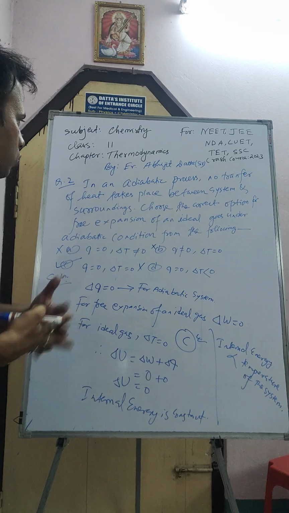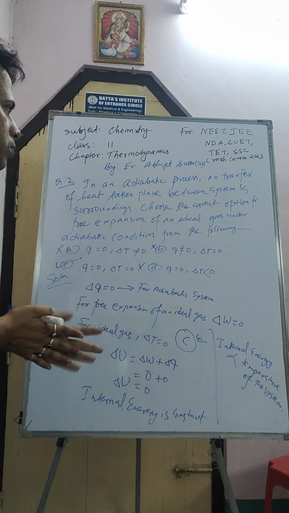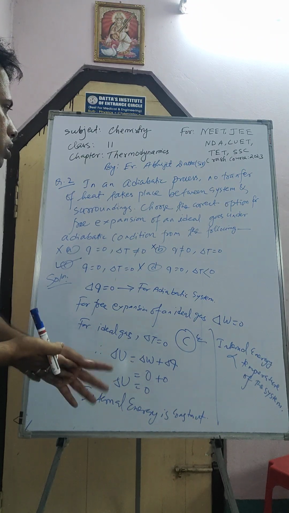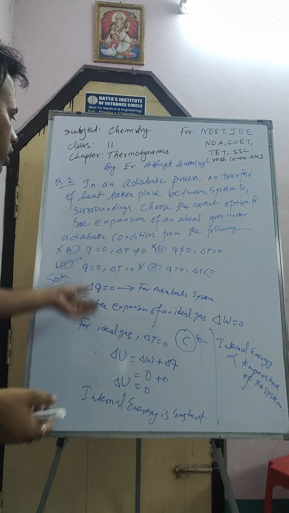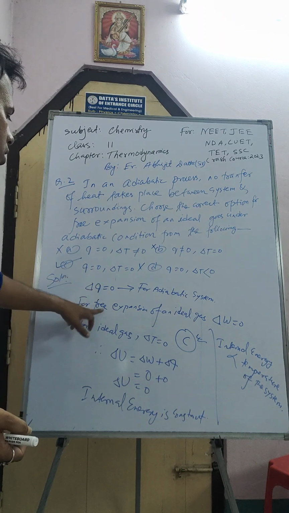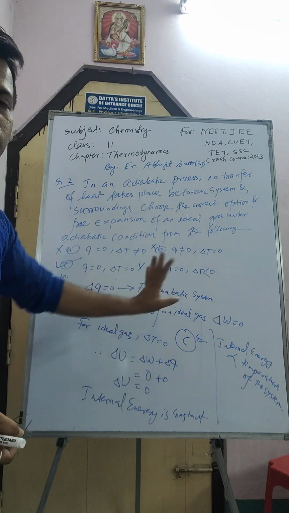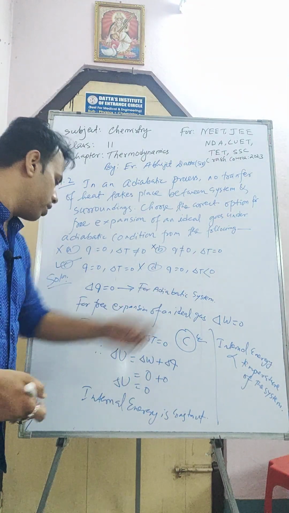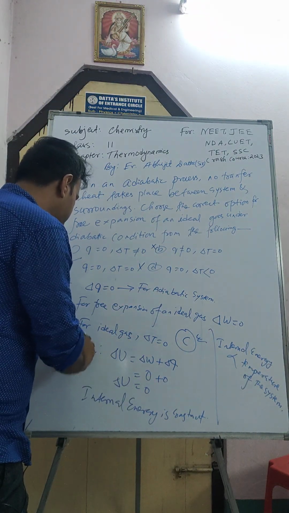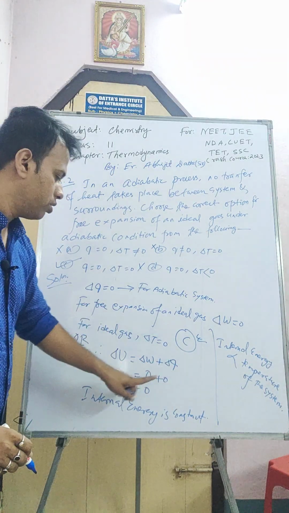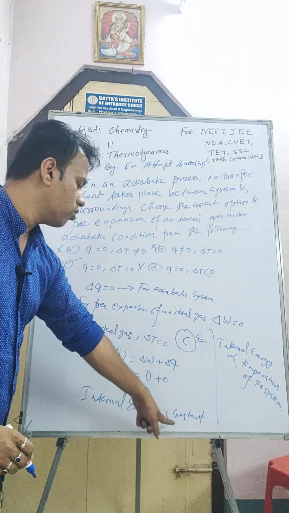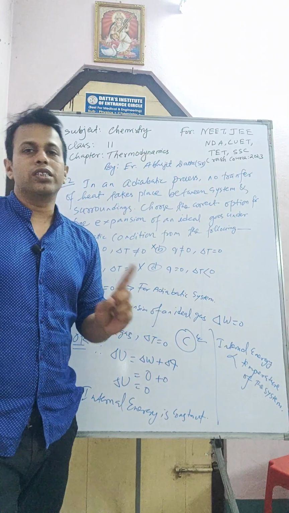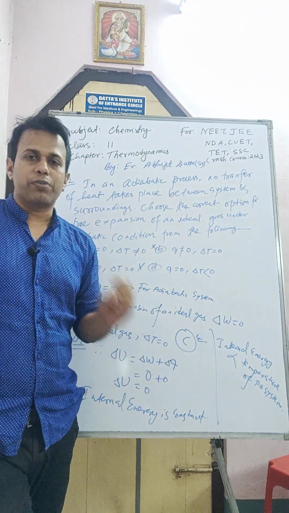So what is the question here? In an adiabatic process, no transfer of heat takes place between the system and the surroundings. Choose the correct option for expansion of an ideal gas under the adiabatic condition from the following. So for an adiabatic process, del Q equal to 0. For free expansion of an ideal gas, del W equal to 0, that is work done is 0. And for an ideal gas, del T equal to 0, we can say. Or we may write del U equal to del W plus del Q, 0 plus 0, that is 0. So that means internal energy is constant. So if internal energy is constant, then temperature is constant, because internal energy is directly proportional to temperature of the system.